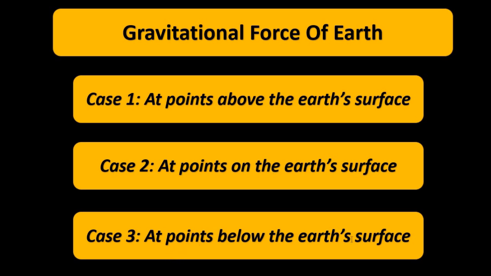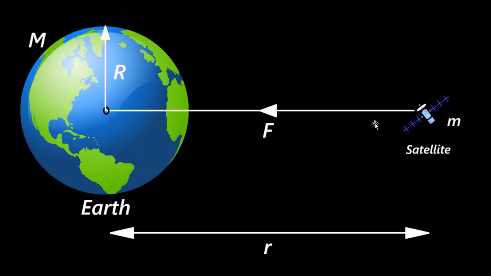So we'll discuss all these 3 points. In the first case we have a point mass, in this case a satellite, because with respect to the size of Earth, the satellite behaves as a point mass. The size of the satellite is very small as compared to the size of Earth.